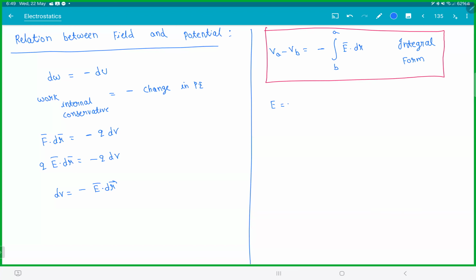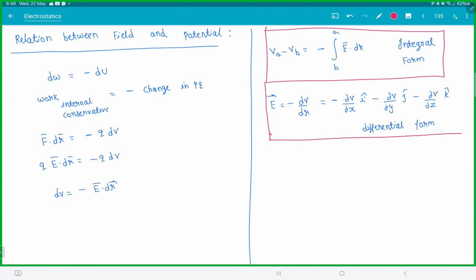So field is given by minus dV by dr, which is minus dou V by dou x i cap, minus dou V by dou y j cap, minus dou V by dou z k cap. Hope everyone remembers partial differentiation. This is your differential form. If potential is given and they ask you for the field, use this. So it's pretty straightforward. You see what is given and what is being asked. If you give me E and ask me potential, use the integral form. If you give me potential and ask me field, use this.